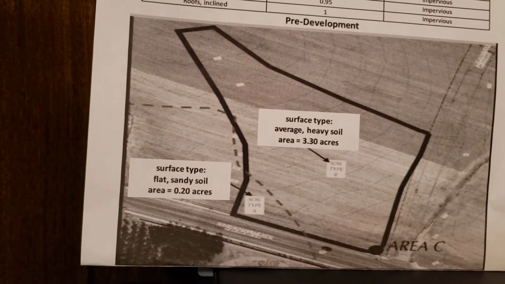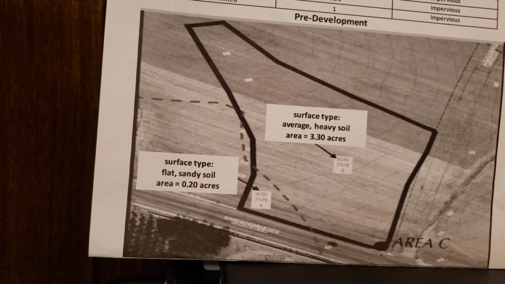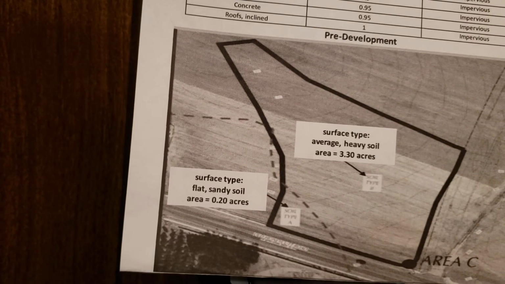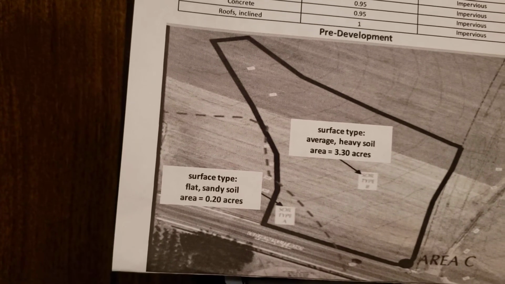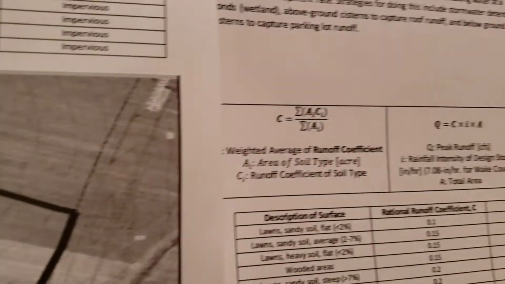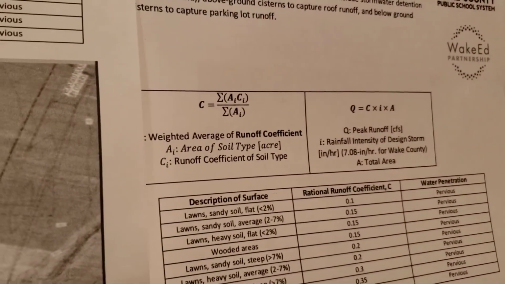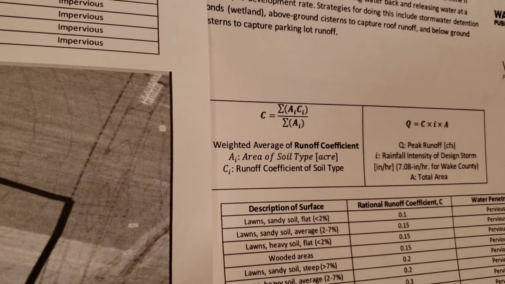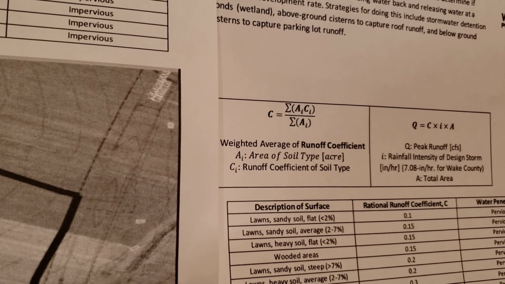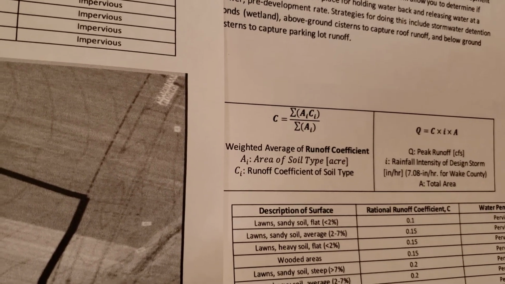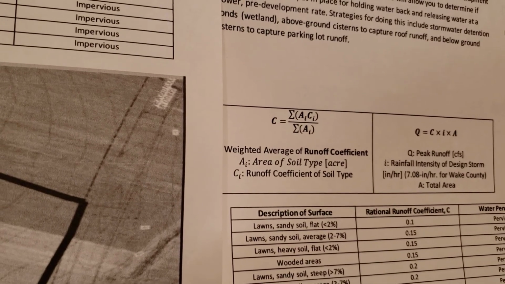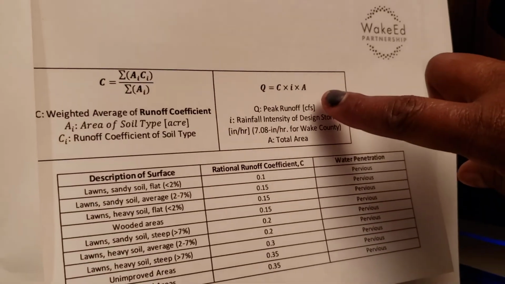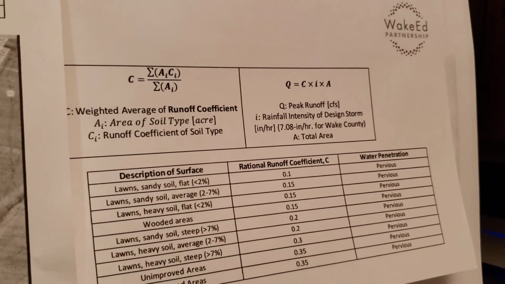It relates to our recent topics in class because we're studying functions and variables and dependent or independent variables. This is an example of a two-function system, which is represented with two equations. Using this formula, C equals the sum of AiCi divided by the sum of Ai. That's the weighted average of the runoff coefficient. The equation for the peak runoff would be Q equals C times I times A.